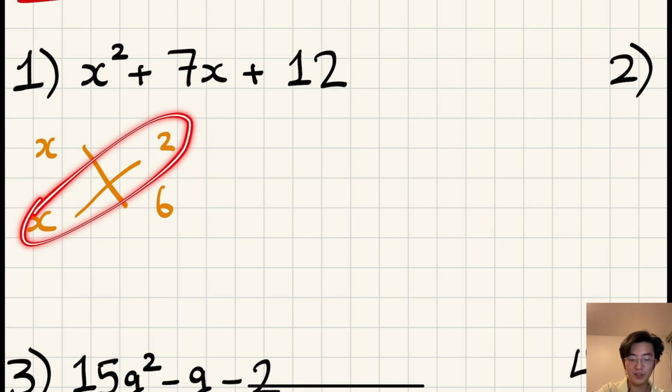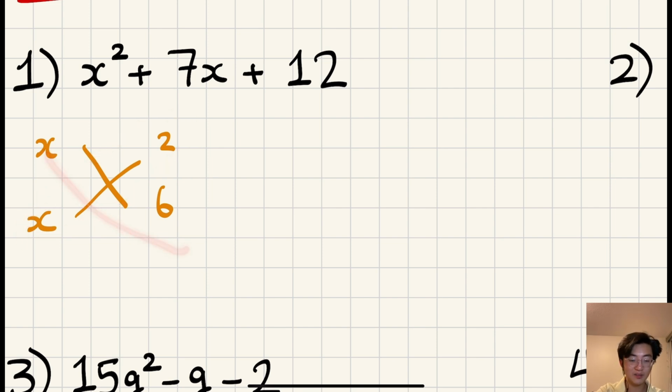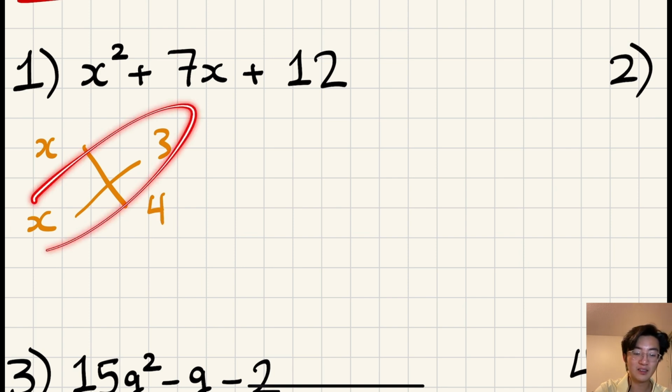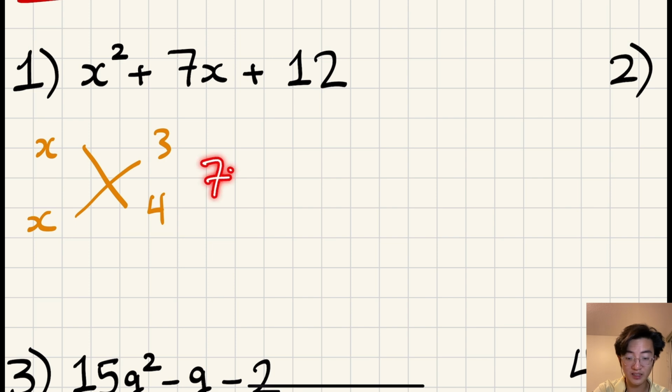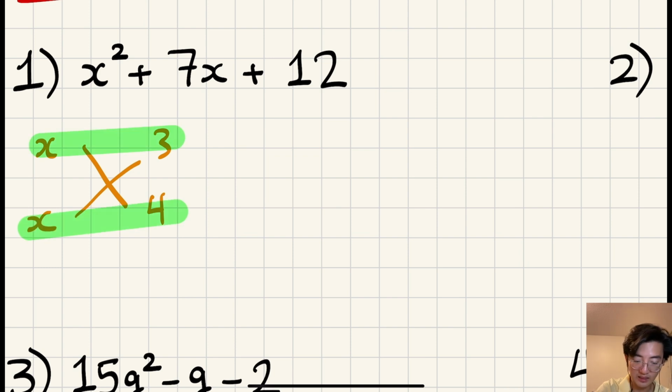Okay, 2 and 6. 2 times x is 2x. 6 times x, 6x. 2x plus 6x is 8x. Still not quite. Okay, next guess. 3 and 4. 3 times x, 3x. 4 times x, 4x. 3x plus 4x, 7x. That's the correct guess. Which means that we write it horizontally. This gets us x plus 3 times x plus 4.